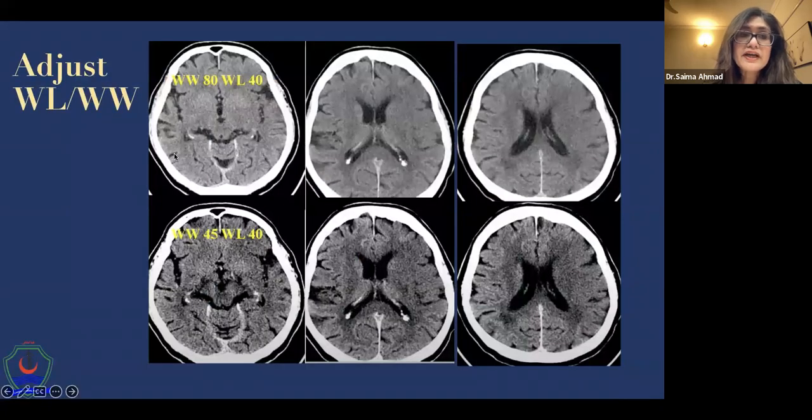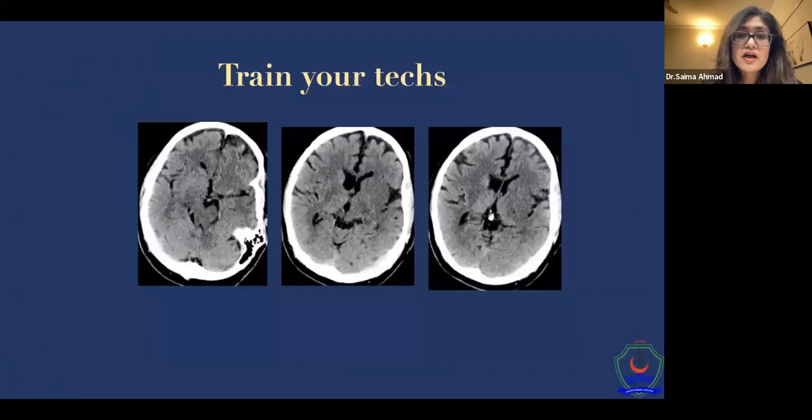It's very simple: you can adjust your window level and window width by sitting at your console. By pressing one button, you can change these settings. In the upper panel, the normal setting is 80 by 40 or 80 by 20, which we usually use, and you can see that here it is not so clear. But this is the stroke window, with a window width and level of 40 and 40, and you can see that it's very easy to pick up these subtle ischemic changes.